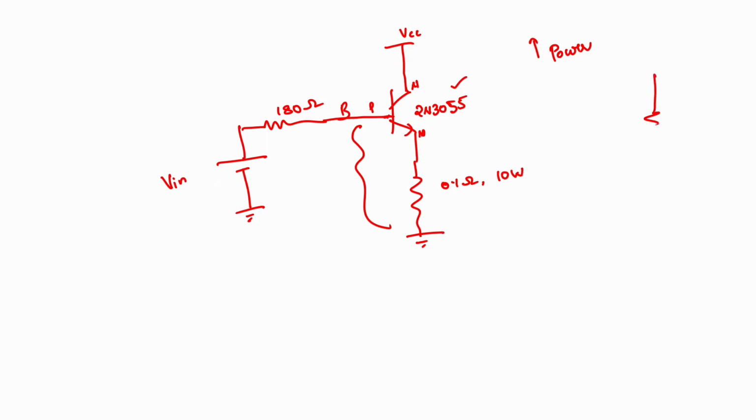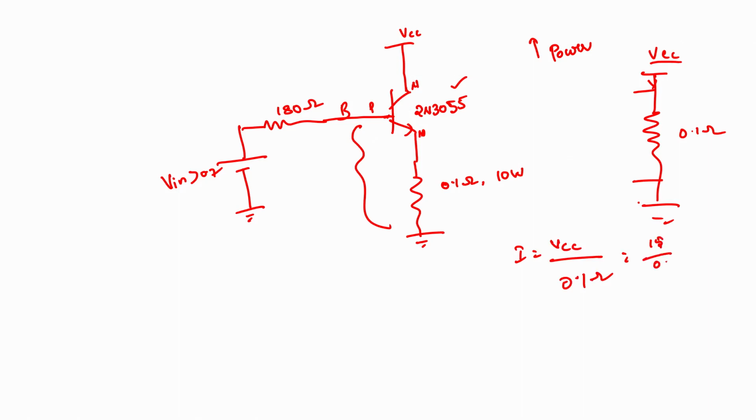So, I can rewrite the circuit in this fashion, since I am applying a voltage greater than 0.7. This will be VCC, and this is 0.1 ohm. The voltage drop across this resistor is nothing but your VCC, and for the current flow, I is equal to V by R, VCC divided by 0.1 ohm. If I say 15 volts is my VCC and 0.1 ohm, it will be 150 amps of current. Actually, it has to pass 150 amps of current, but does your transistor withstand such a current?